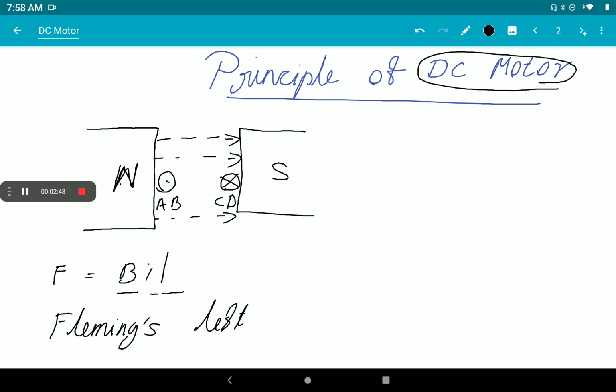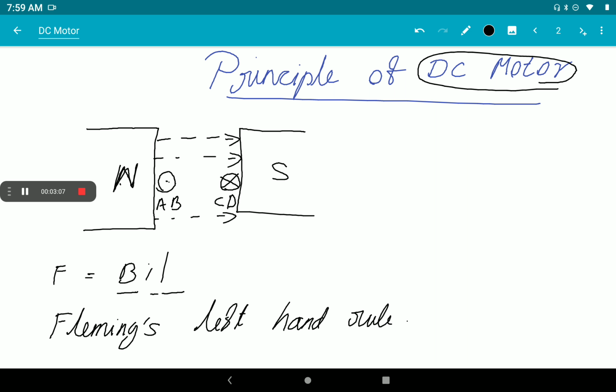The direction of induced EMF can be found by Fleming's right hand rule. We have already studied that in the generator. So here, to find the direction of motion, we use Fleming's left hand rule.